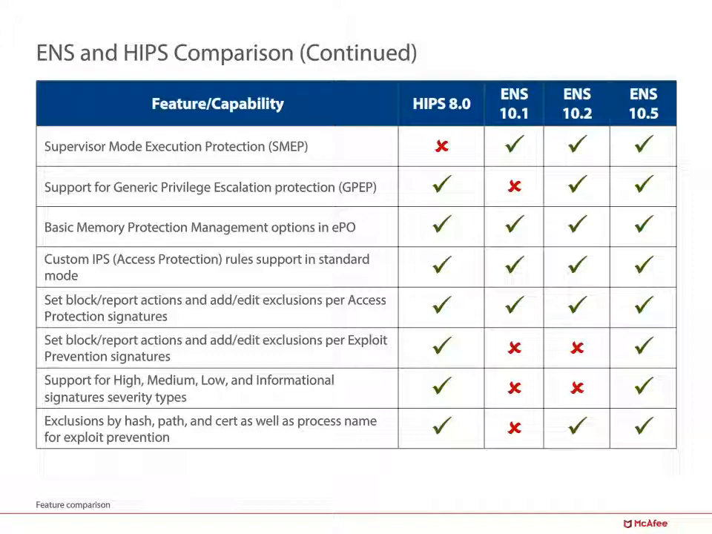Setting the block and report actions and adding exclusions for the signatures, we have in all versions of the products. Setting whether you want to block, report, or add exclusions for the exploit prevention signatures was a feature in host intrusion prevention, and it is a new feature in ENS 10.5. Support for high, medium, low, and informational signature severity, along with disabled, is also part of ENS 10.5. And exclusions by hash, path, and certificate in the process, we can have that in ENS 10.2 and 10.5.